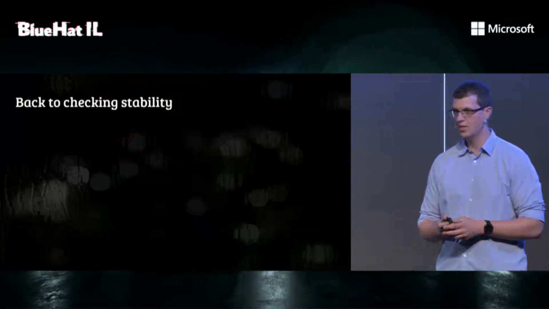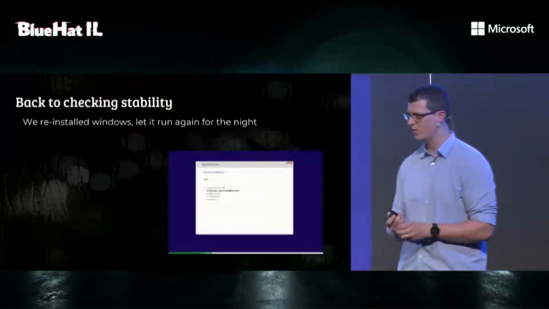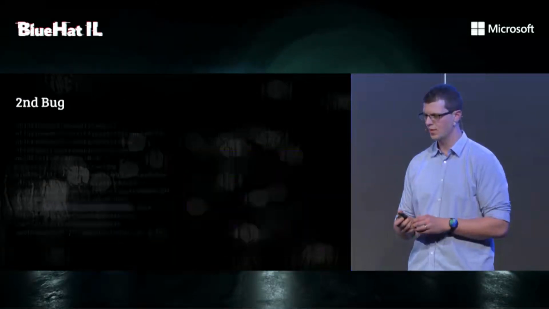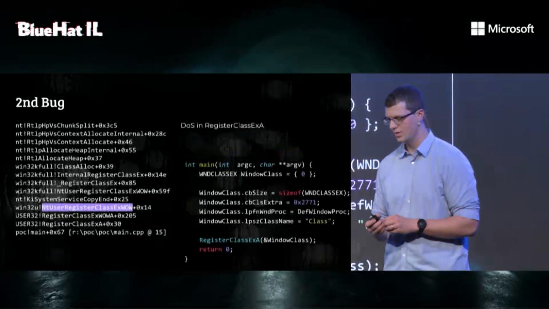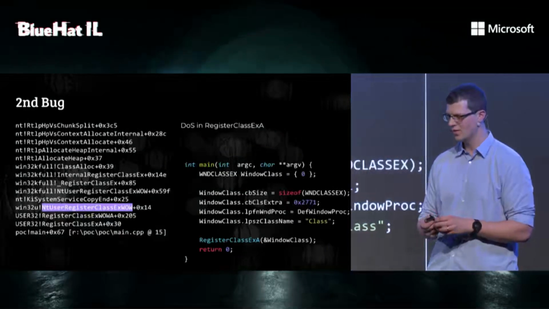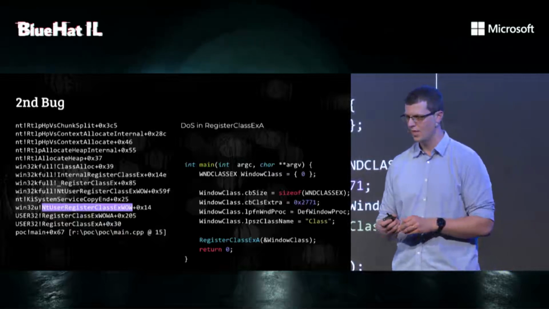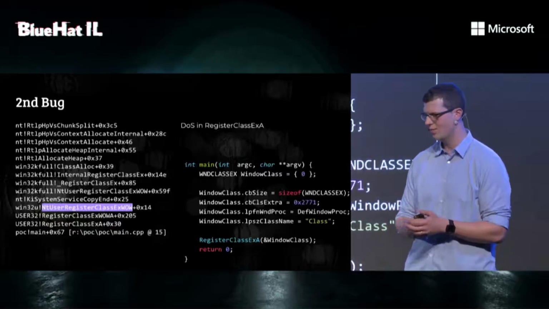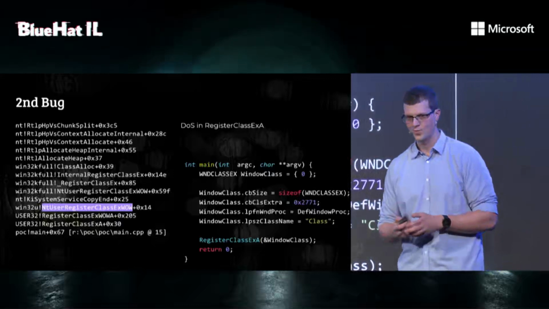So we went back to stability checking, and we reinstalled Windows, making sure that this feature is definitely turned off. And we got another bug. This time, it was a denial of service in RegisterClassEx, which is pretty weird, because RegisterClassEx is very basic. What we found out is the bug itself is not in RegisterClassEx, but in RtlAllocateHeap. Apparently, when you allocate specific sizes at specific points in time, you can actually cause the kernel to allocate from reserved pages and crash.